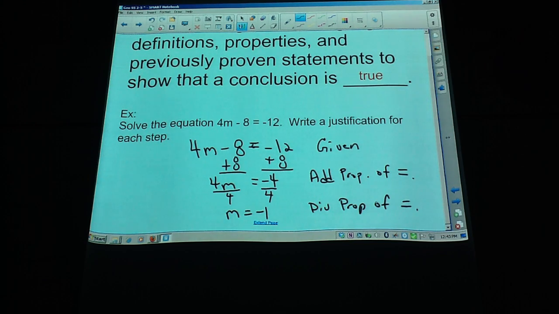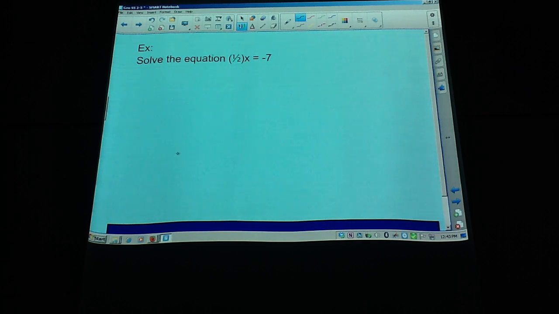So not a very long problem there. We just used 3 justifications to get to our answer on that one. Let's see if we have another example right over here. Yes, we do.